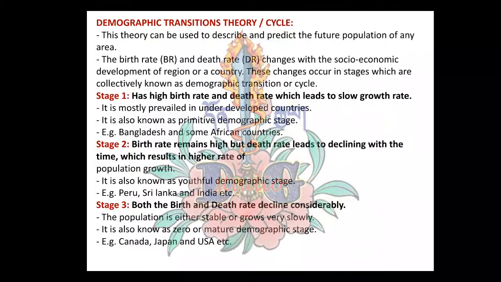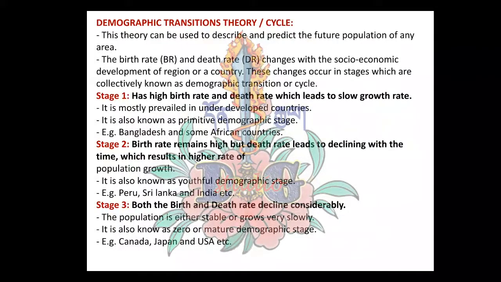How many stages do we have? Three stages. These three stages are collectively known as the demographic transition theory or cycle. The first stage has a high birth rate and high death rate, leading to a slow growth rate of population. It is mostly prevailing in underdeveloped countries. This first stage is also known as the primitive demographic stage, in countries such as Bangladesh and some African countries.